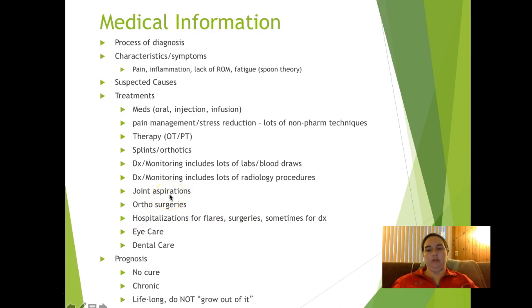So joint aspirations is another big one. That's where they don't do this all the time for flares, especially. So flares is a word that people in the rheumatology community and other communities like Crohn's, colitis usually use. There's some other diseases. That means basically an exacerbation of the disease or a time or a period where it's not controlled really well.